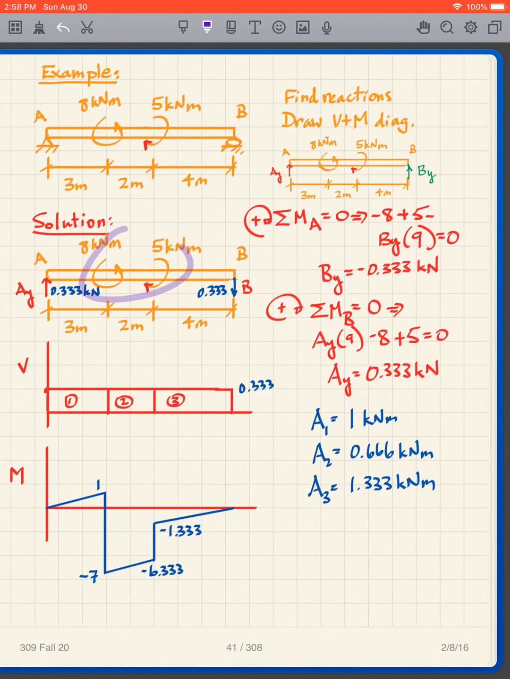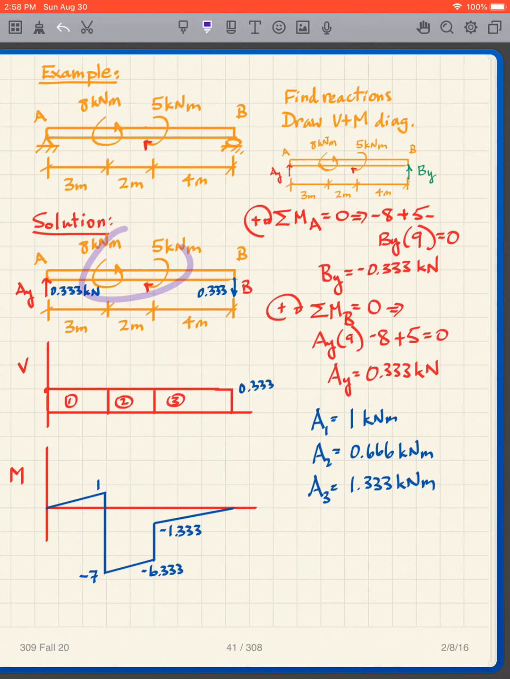Try another one. I'm going to let you do this one. I have calculated the reactions for you. You can look at the reactions here. But what I want you to do is pause the video and do this problem. Okay, I'm going to assume that you've done that.